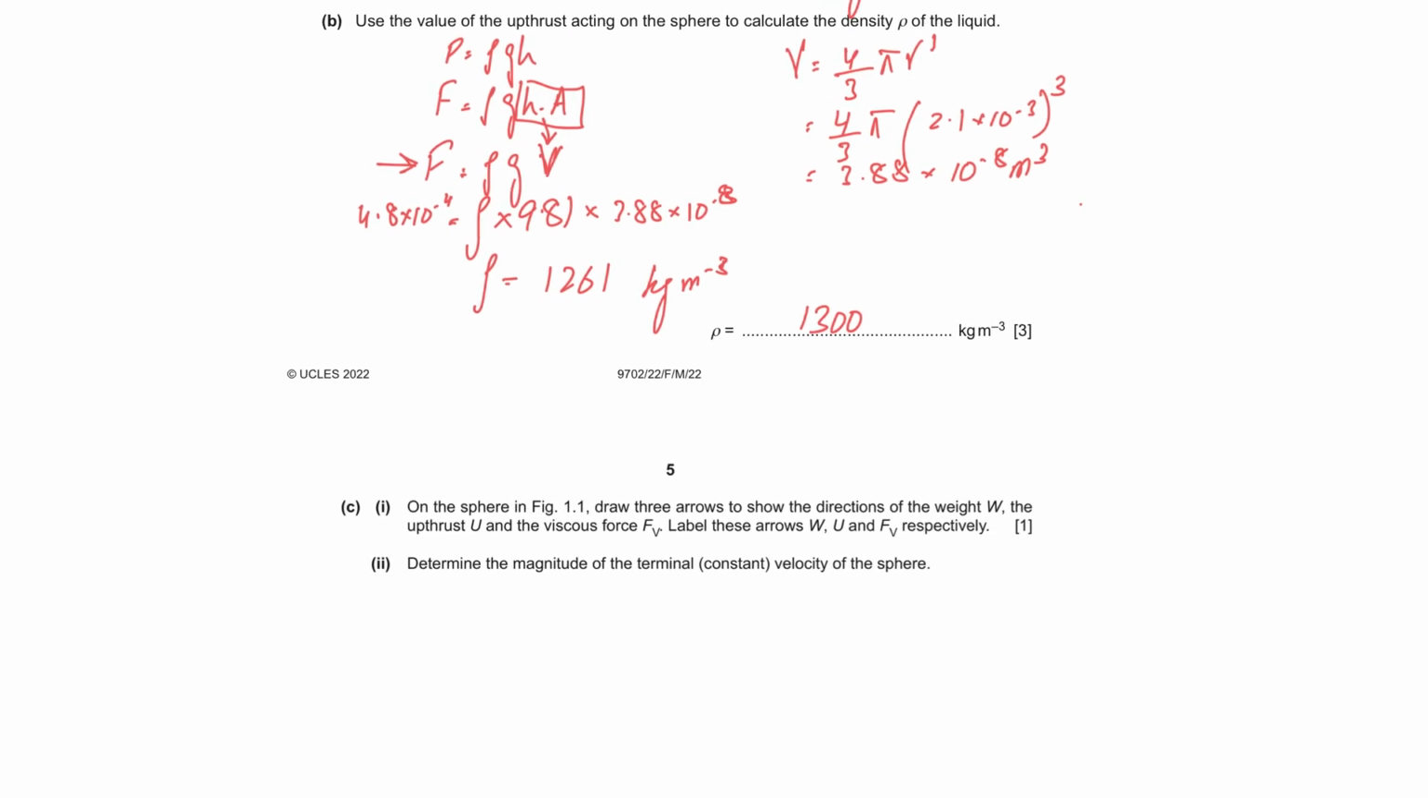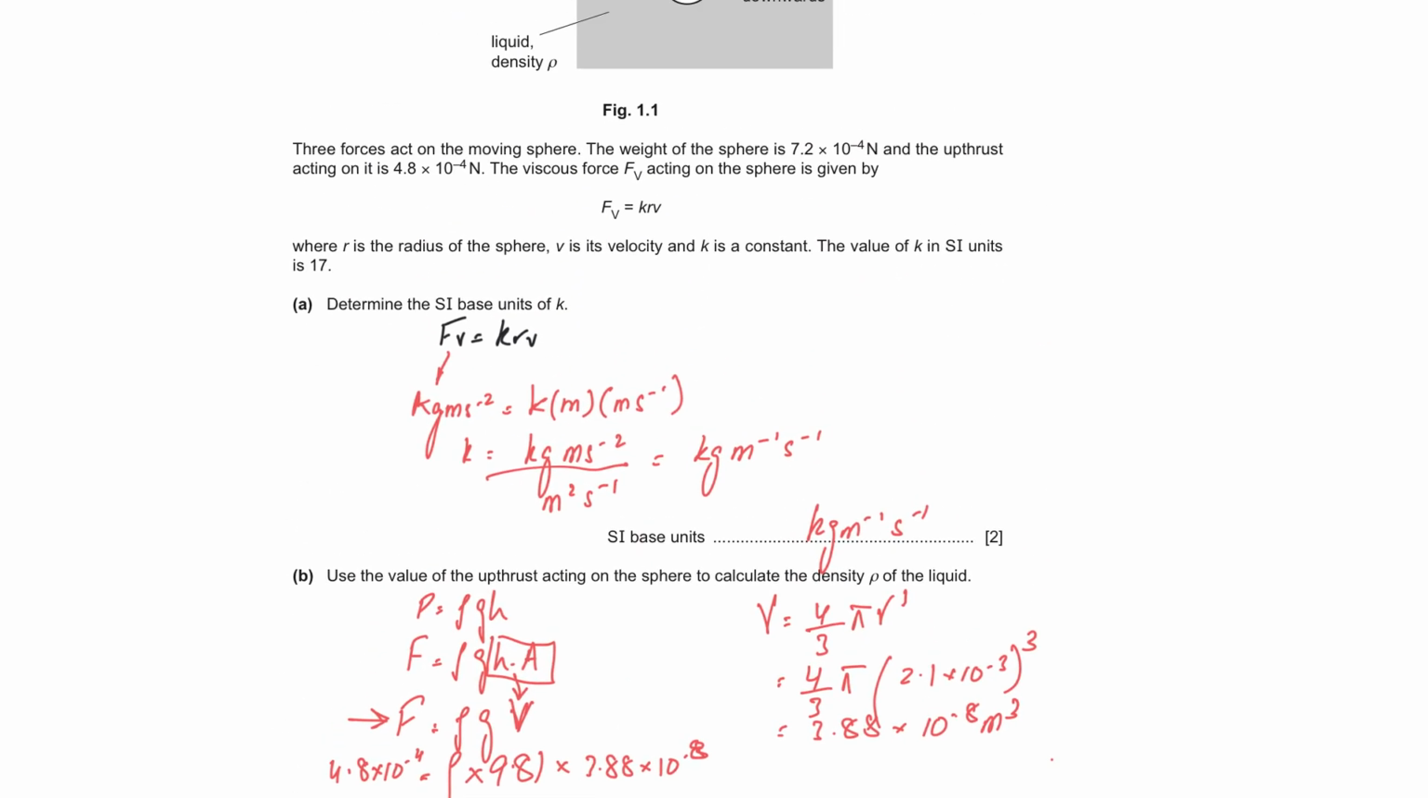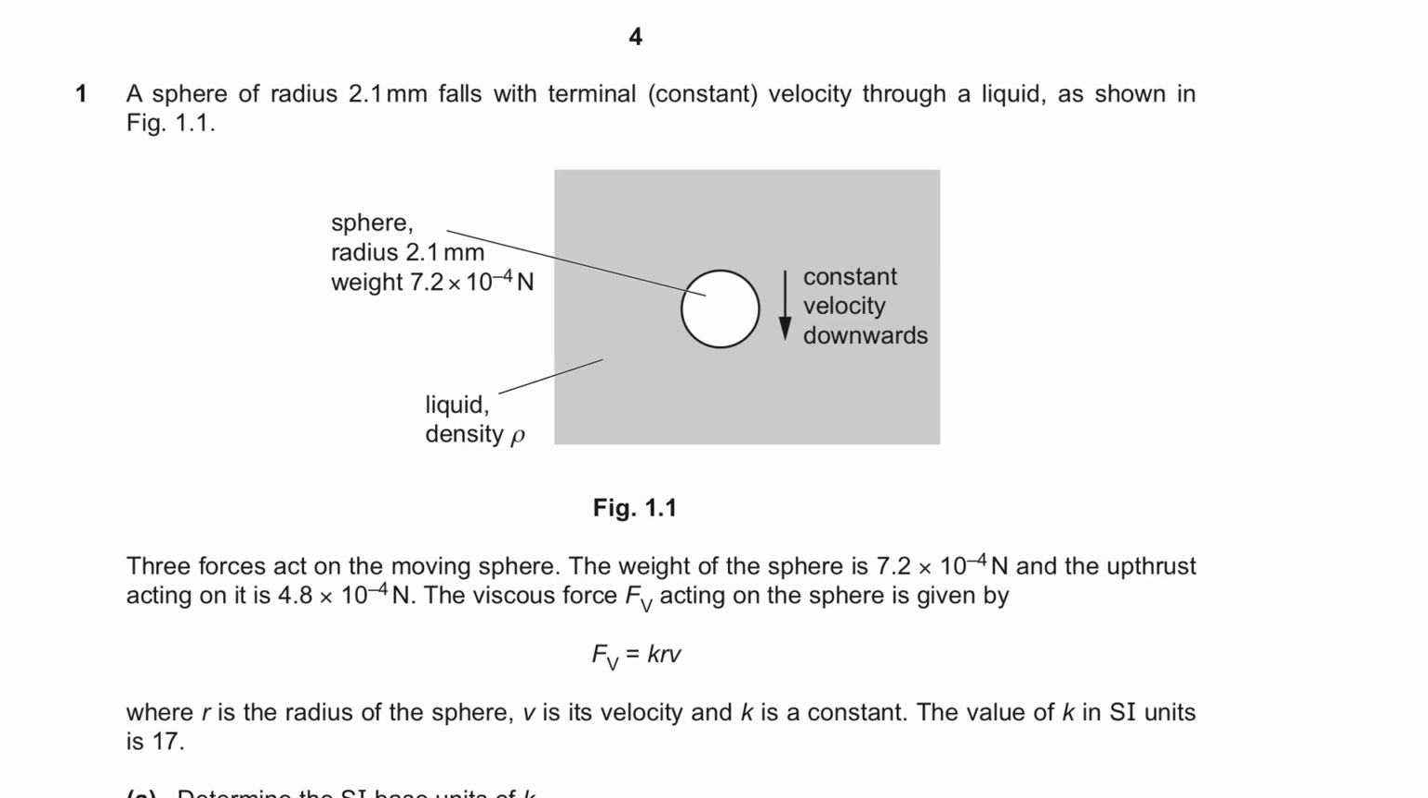C part 1 says, on the sphere in figure 1.1, draw the three arrows to show the direction of the weight W, the upthrust U, and the viscous force Fv. Label these arrows W, U, Fv respectively. So moving back to figure 1.1. Figure 1.1 tells us that the sphere moves downwards with a constant velocity.